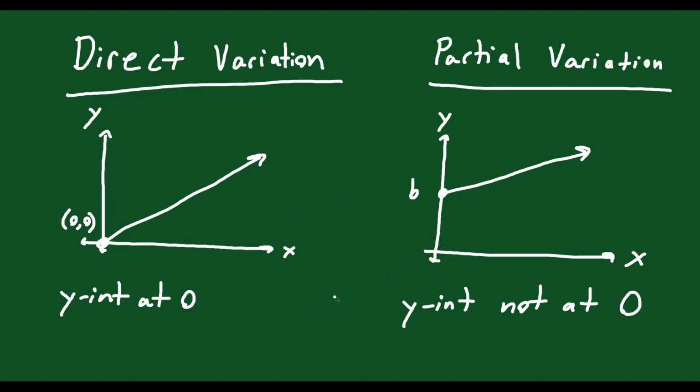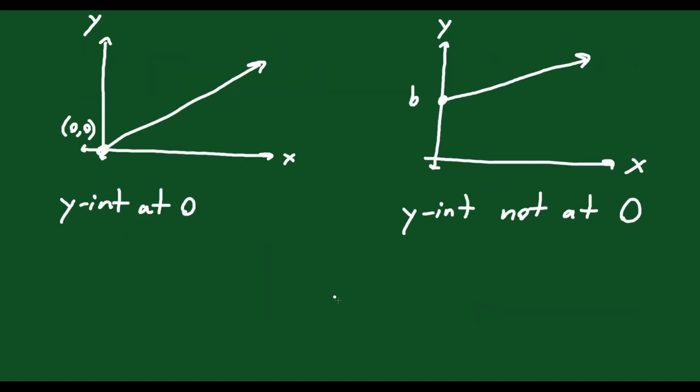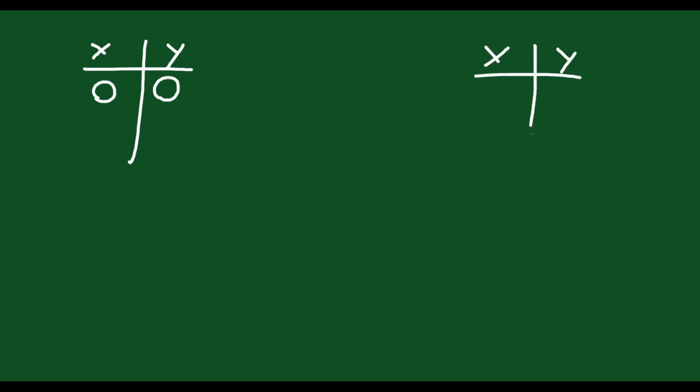How else could we identify if it's direct or partial though? Well, if you're doing a table of values and you plug in 0 for x, you should get 0 for y, for direct. For partial, if you have a table of values and you plug in 0 for x, well, you're not going to get 0 for y, you're going to get some number. I'll call it b, because that's what we've been using.